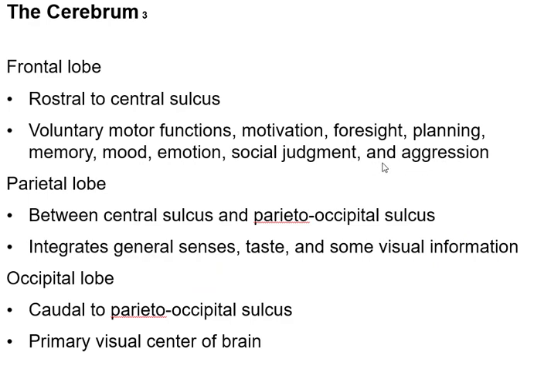Here you go. The frontal lobe: aggression, motivation, foresight, planning, memory, mood, emotion. So take that out. Away goes your aggression. Away goes your planning to get into trouble. Your parietal lobe is your general senses, your taste, and a little of your visual information, but most of your visual information is in your occipital lobe.